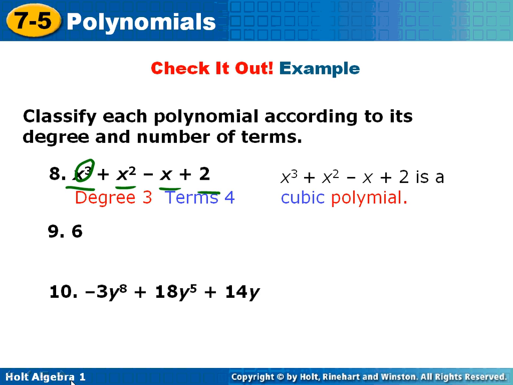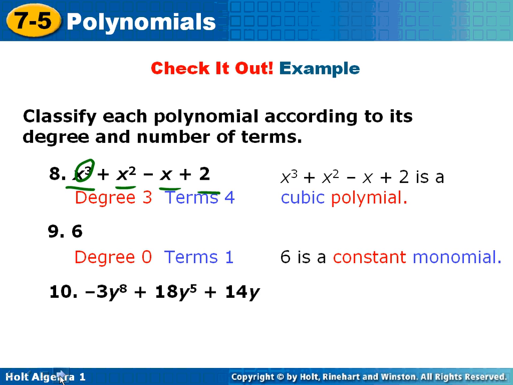Number 9 is kind of a weird one. It's just a constant. What is the degree? 0. How many terms are there? 1. So if the degree is 0 and there's 1 term, what are we going to call that? Write this down. It's a constant monomial. It's a constant because it's a number without a variable.